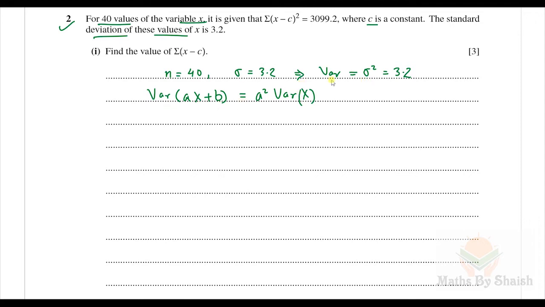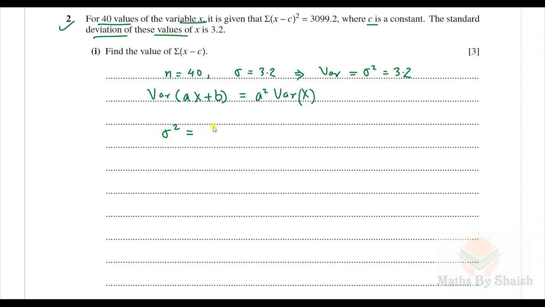So what we will do, we will find the variance of x minus c, and that is going to be exactly same as the variance of x, because we are subtracting c. It's like variance of ax plus b would be exactly same as variance of x if we take a value as 1. So the variance of x minus c and variance of x is going to be same. So sigma square we can write as the variance of x minus c.